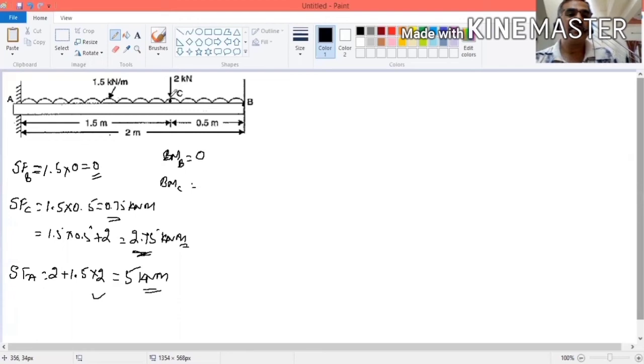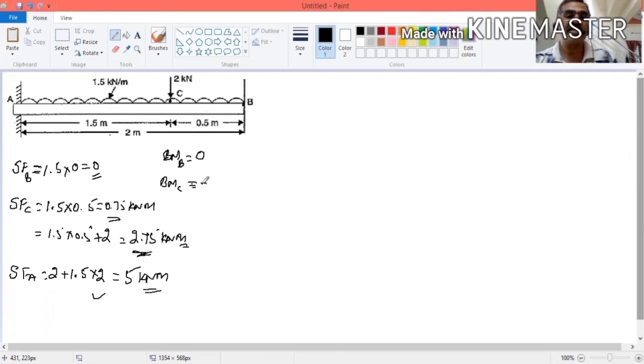Here 2 kilonewton is there and a uniform distributed load is there. You consider only the right side and that load. So because of this load, what will be the bending moment? First you find the force. Force into distance is a bending moment. What is the force? This is what moment it will create. It will create a clockwise moment.